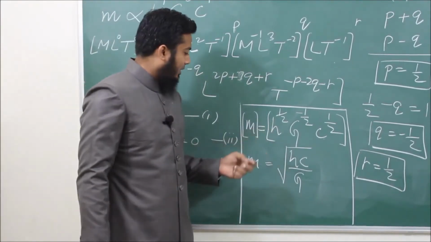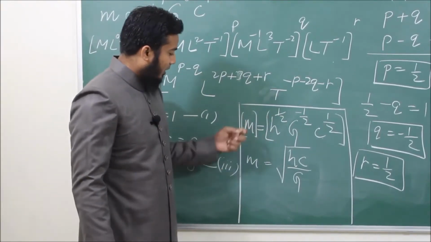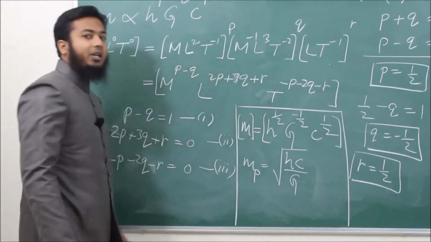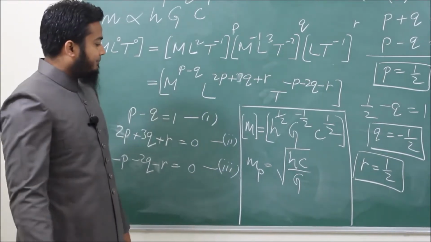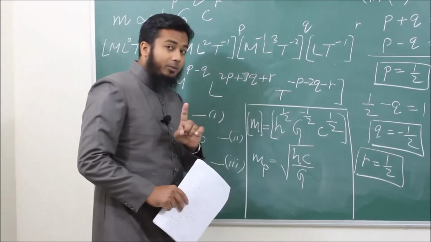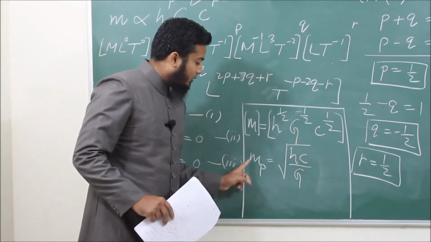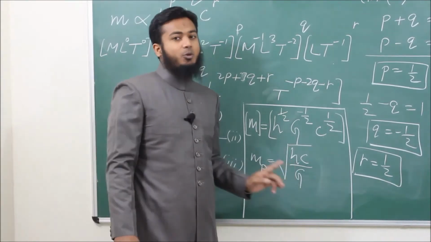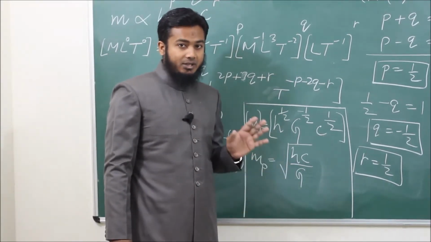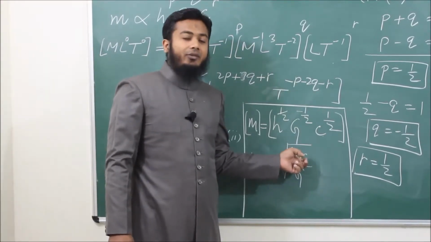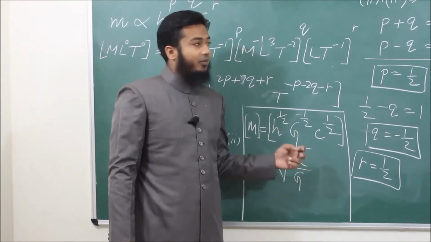If I take 1 unit of mass here, I call it M_P, P for Planck's, so let's call this the Planck mass. So how much will 1 unit Planck mass be in this system? You can put the value of h, which is 6.6 into 10 raised to the power minus 34 joule second, and the value of c in vacuum is 3 into 10 raised to the power 8.